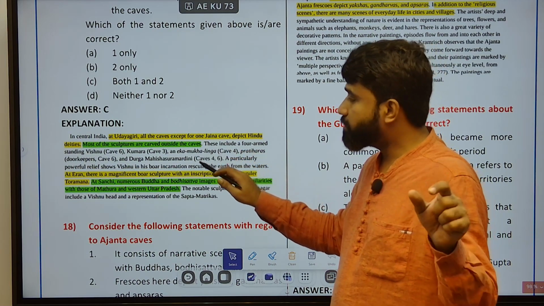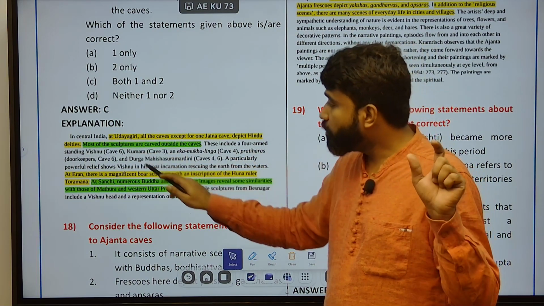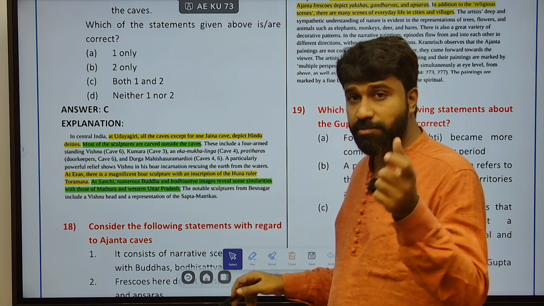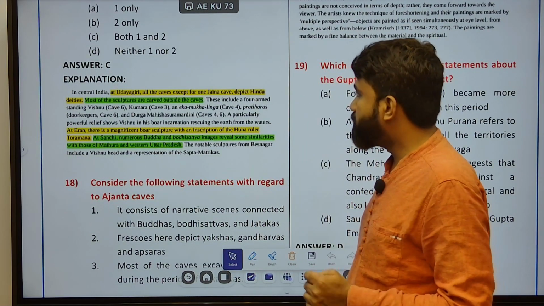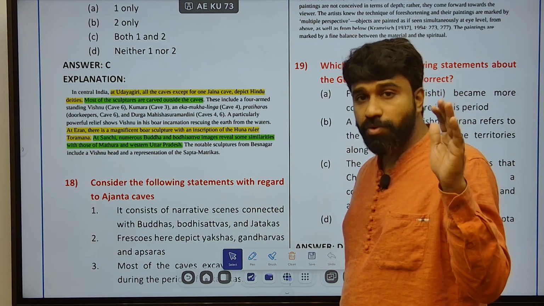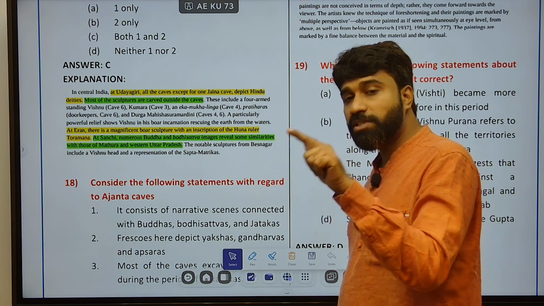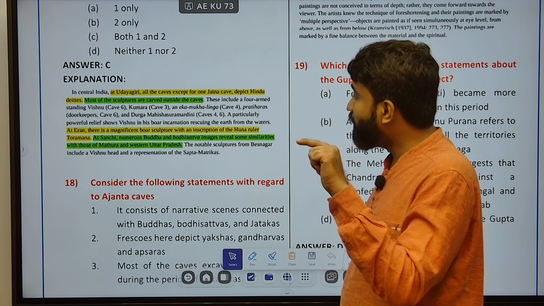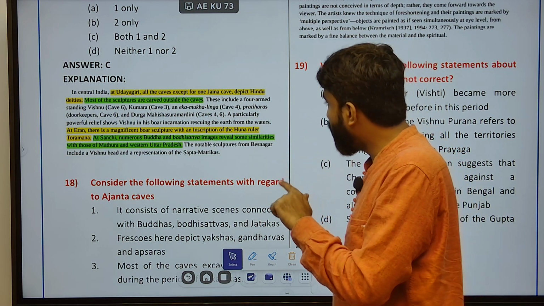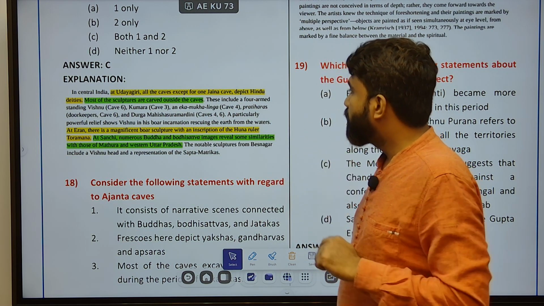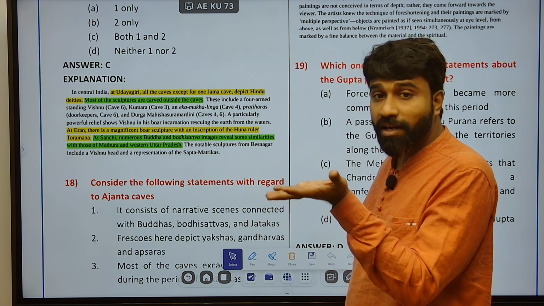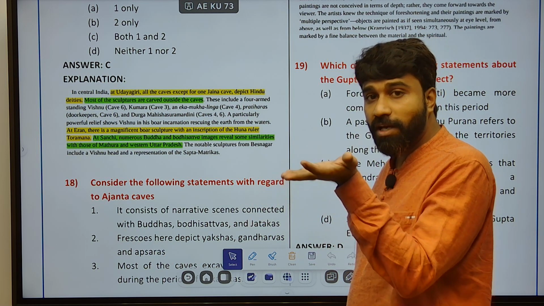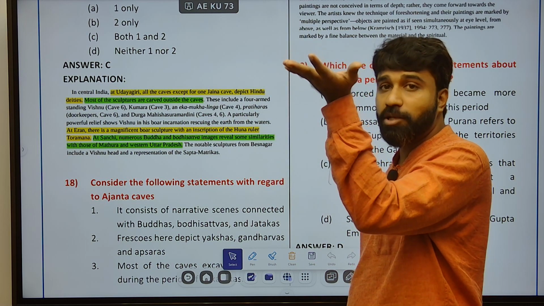All other caves of the Udaygiri are depicting the Hindu deities, and most of the sculptures are carved outside the caves. Okay. And next, these include 4-armed standing Vishnu. It was asked by UPSC in 2013, it seems. 4-armed standing Vishnu, Kumara or Ekamukha Linga, and also Vishnu in his boar incarnation lifting the entire earth and protecting it.